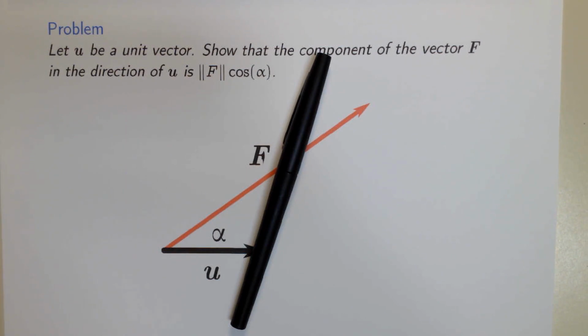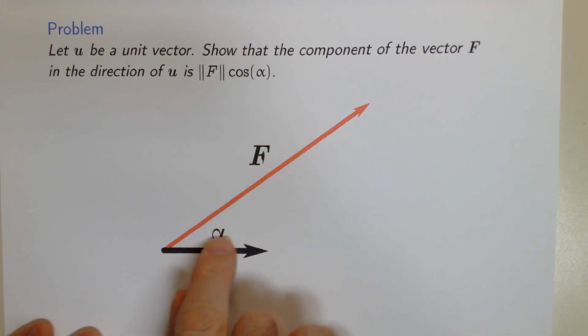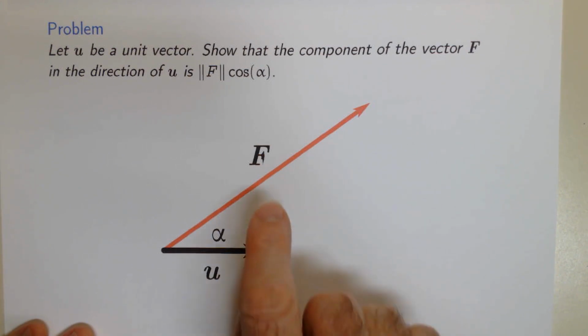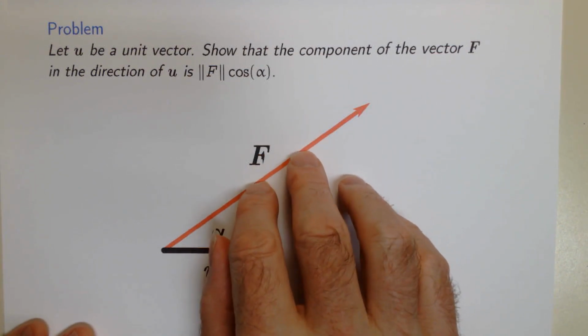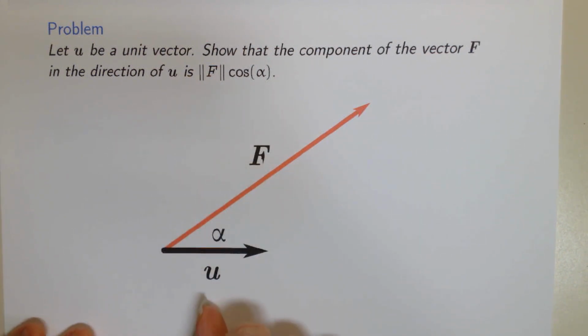All right, welcome back to the document camera. In this problem, we've got a unit vector u, we've got some vector f, and we know that the angle between these two is alpha. And what we want to do is investigate the component of f that's in the direction of u, and we want to show that it has a special form.